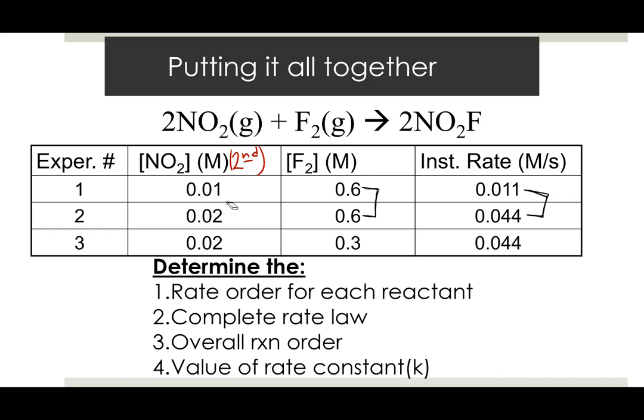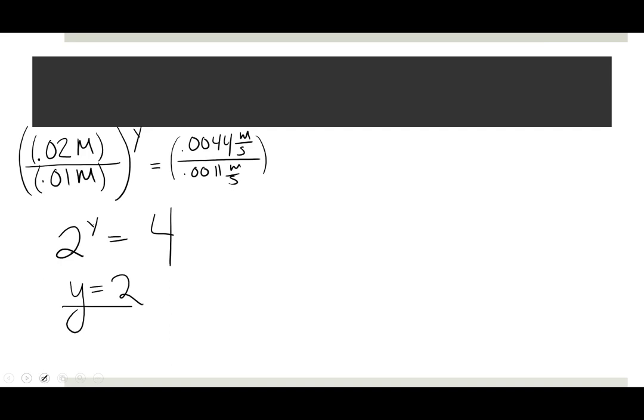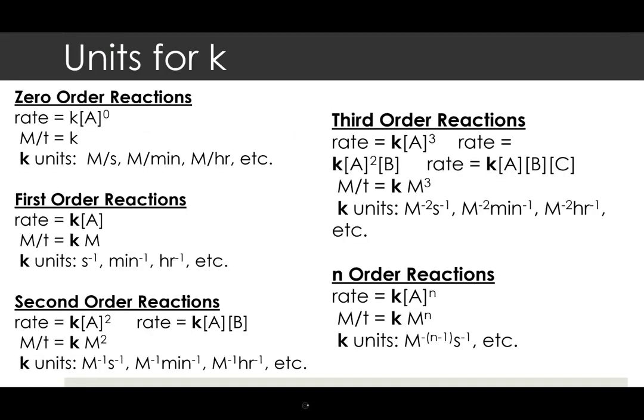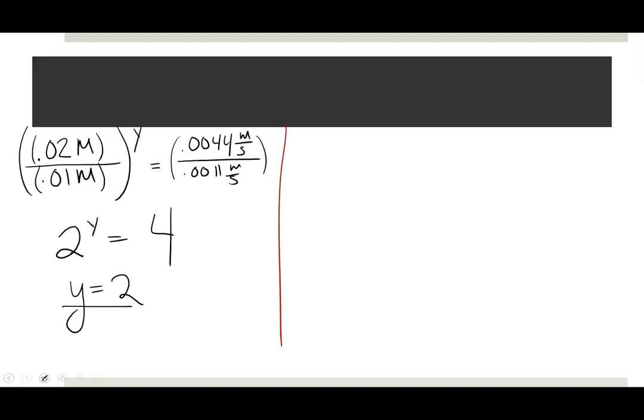Okay. Now I need to determine F2. So again, I need to pick 2 trials where F2 changes, but NO2 stays the same. So I see in trial 2 and 3, NO2 stays the same, and oh good, in trial 2 and 3, F2 changes. Okay, so just do the same process here. I'm going to take trial 2 over trial 1.